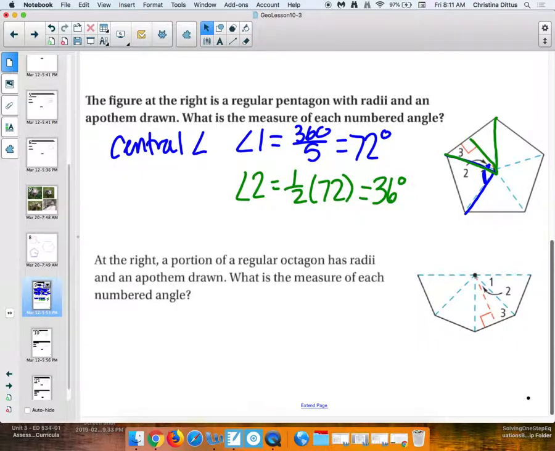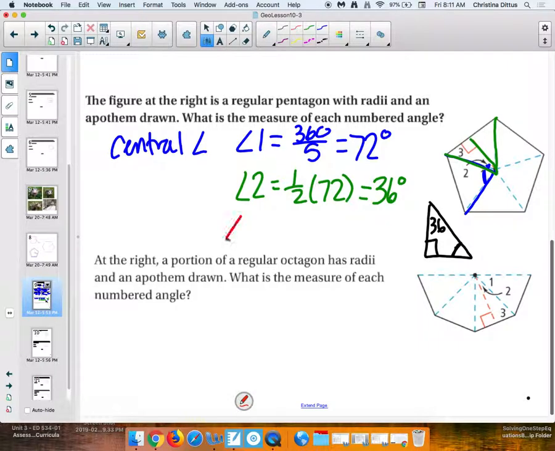And then I'm going to blow this up for you real quick. So if I turn this on its side, we got angle 2 up here, we said was 36. How can I find angle 3? Subtract 180, 90, 36. So to find angle 3, we're going to take 180 minus our angles in there, 90, 36. Then we are left with 54.